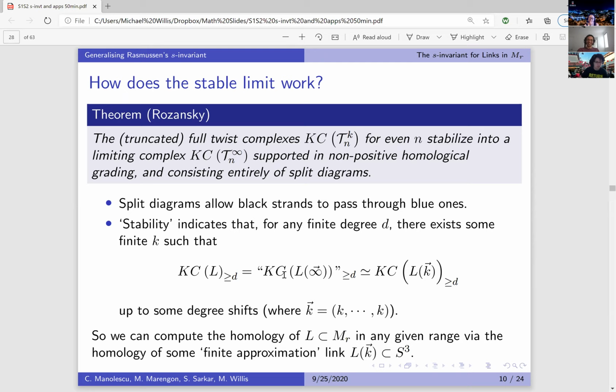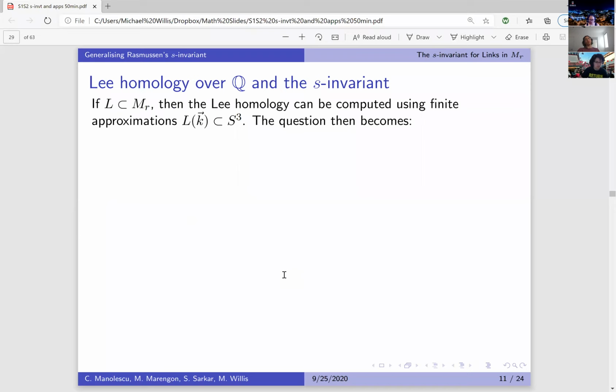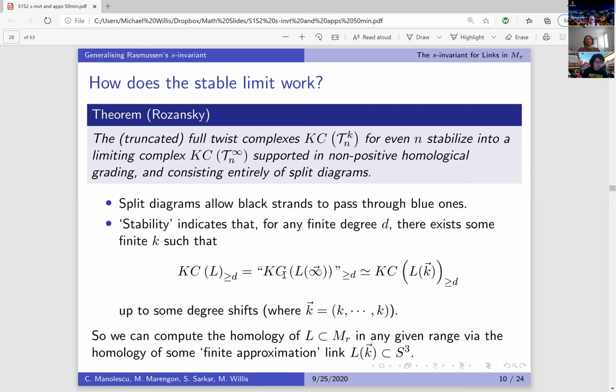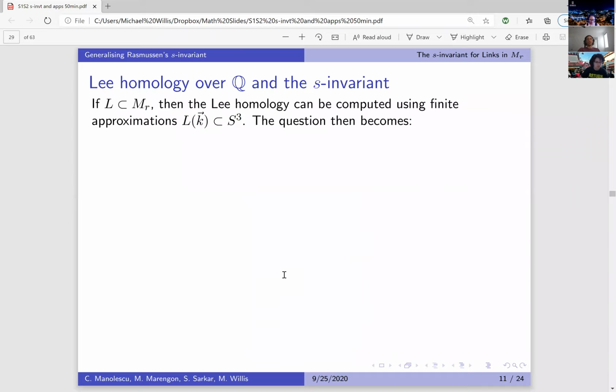And all this works just as well with the filtered differential and with Lee homology as well. So this lets you define the complex, right? And then from the complex, you decide which differential you want. If you use the Lee differential, you can define Lee homology and an s-invariant maybe.